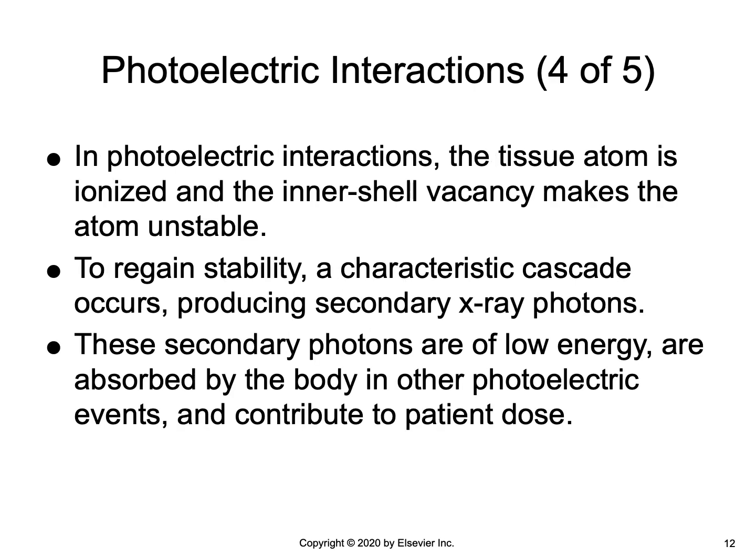In photoelectric interactions, as with Compton interactions, the tissue atom is ionized. In the case of photoelectric interactions, the inner shell vacancy makes the atom unstable. To regain stability, a characteristic cascade occurs, producing secondary X-ray photons.